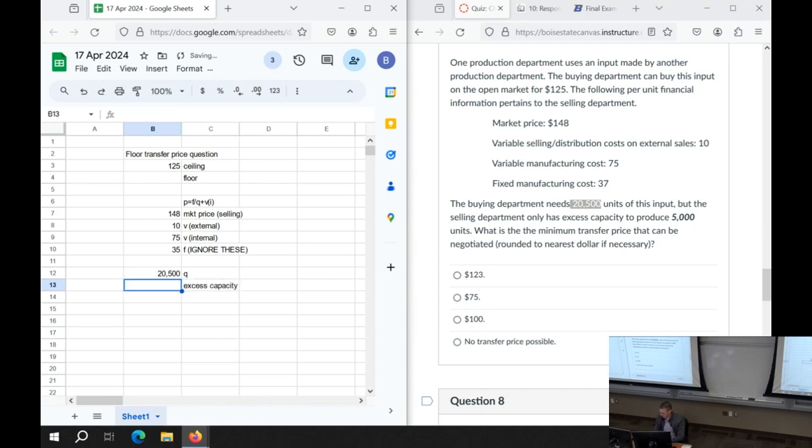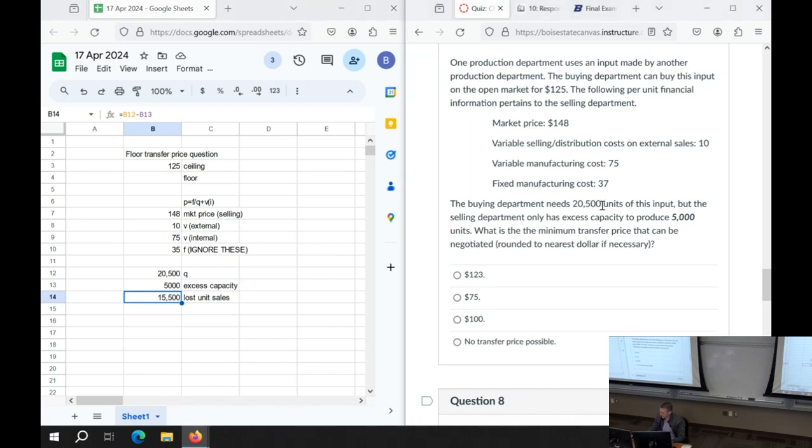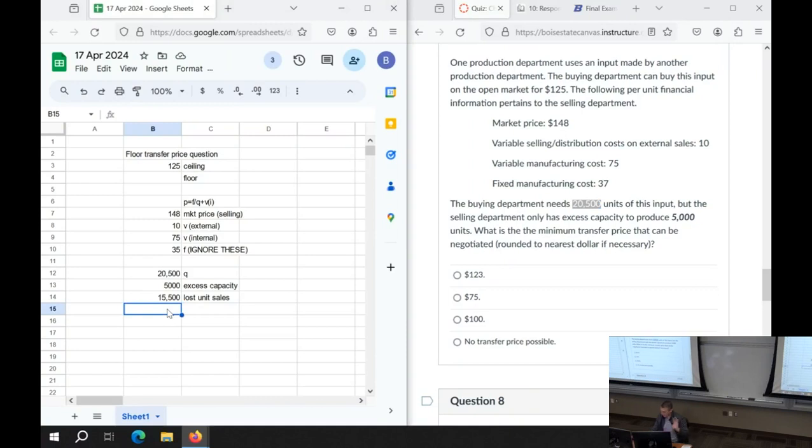We have excess capacity to fill 5,000 units of that demand, which means that the remainder are lost unit sales if we supply the buying department. I'm putting it in terms that let you just transfer over your Chapter 3 knowledge. Basically, this selling department is treating the buying department as if they're making a special order. They might be trying to negotiate a lower price. What's the floor of the price we can give them? They're making this special order compared to external sales.